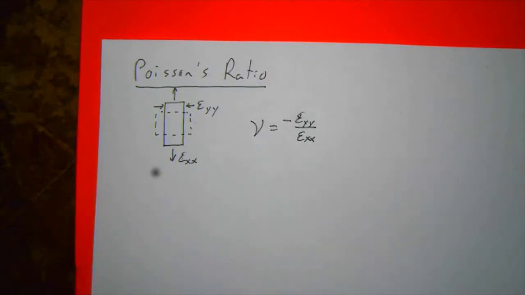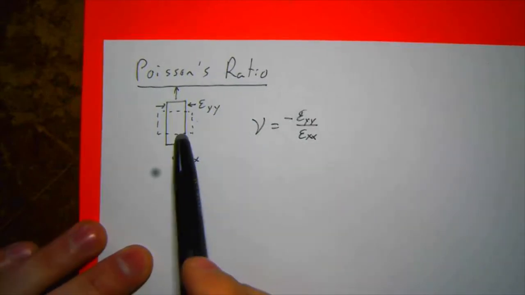Homogeneous means it's uniform throughout the part. Isotropic means the properties are the same in every direction. A composite is heterogeneous because there's fibers in there, so you can't pretend that it's the same everywhere, and it's anisotropic because it's stiff in the fiber direction. So most of the time we'll be pretending we have homogeneous isotropic materials.